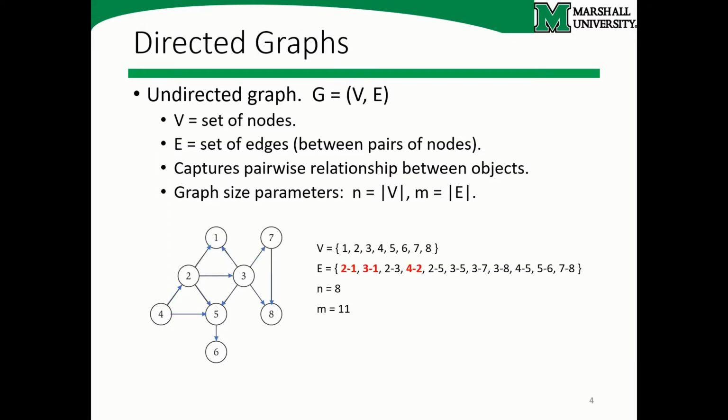In a directed graph, however, the edge has directions. 4-2 and 2-4 do not mean the same edge. The two very frequently used parameters in graphs are n and m, where n is the number of vertices and m is the number of edges. In this example, the number of vertices is 8 and the number of edges is 11.